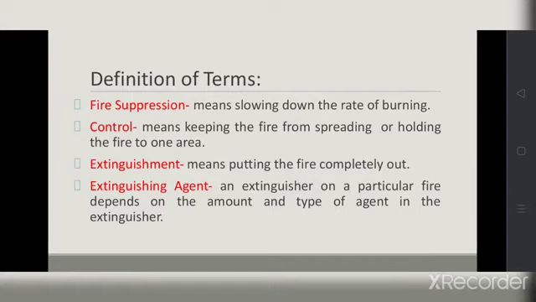Next is control, which means keeping the fire from spreading or holding the fire to one area. Next is extinguishment. Extinguishment means putting the fire completely out. An extinguishing agent is an extinguisher on a particular fire; it depends on the amount and type of agent in the extinguisher. So extinguishing agents determine what type of fire and what specific type of extinguishing agent is to be used in order to completely extinguish the fire.